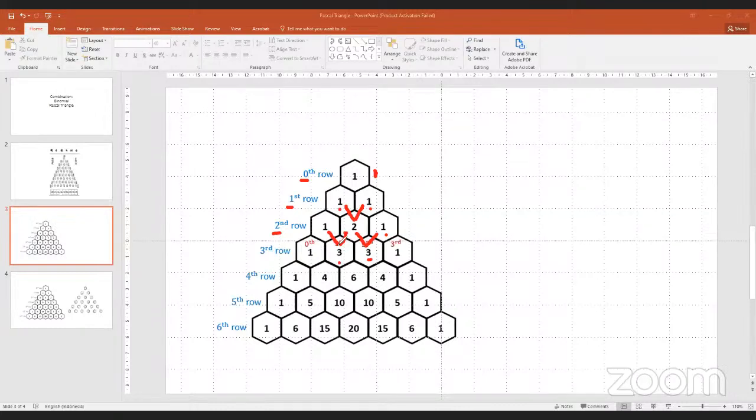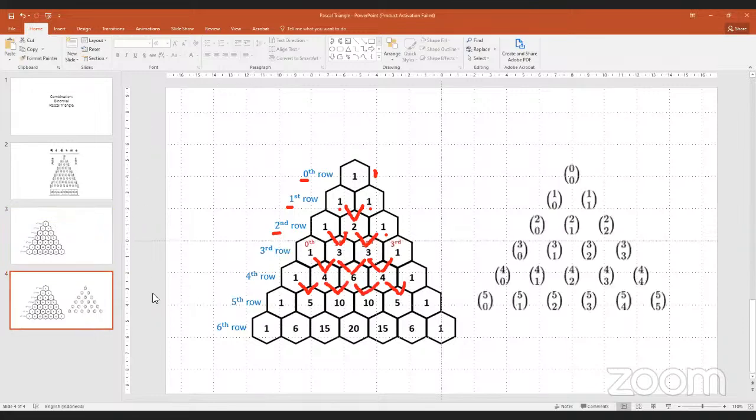And so on. Every time you put the 1 on the left side and the right side, then you add the previous 2 elements before. So that's 1 plus 3, you get 4. 3 plus 3, you get 6. 3 plus 1, you get 4. And so on. So 1 plus 4, you get 5. And 4 plus 6, you get 10. 6 plus 4, you get 10. And 4 plus 1, you get 5. And so on.